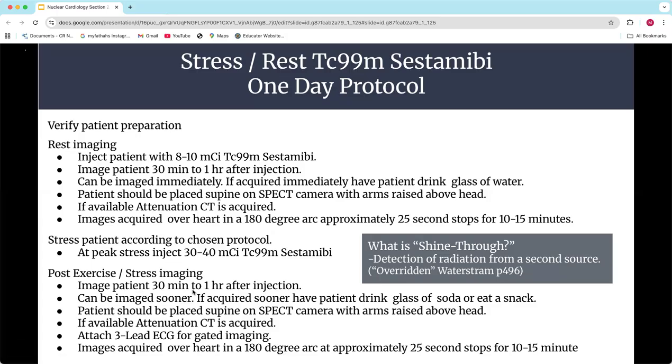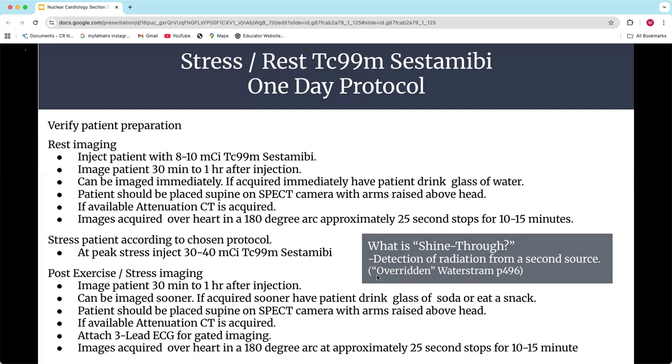Now, one advantage here is on the stress image, you're going to use that higher dose of 30 to 40 millicuries, so you're going to keep your image quality up. But on the resting scan, you're going to sacrifice a little bit of image quality for the opportunity to do it on the same day. And the question then naturally comes: why does this work? Why does it work? Okay. And it works because of a principle called shine through. Okay. So what is shine through?